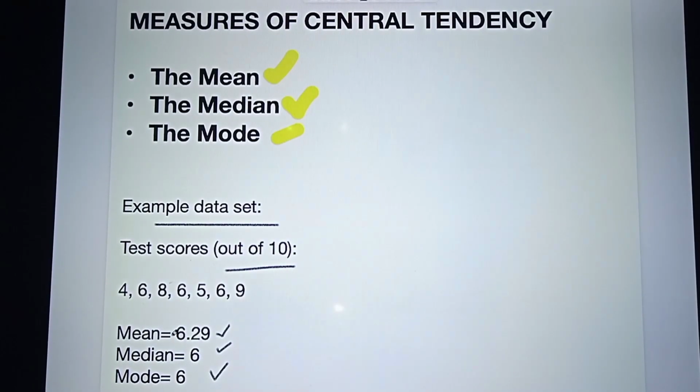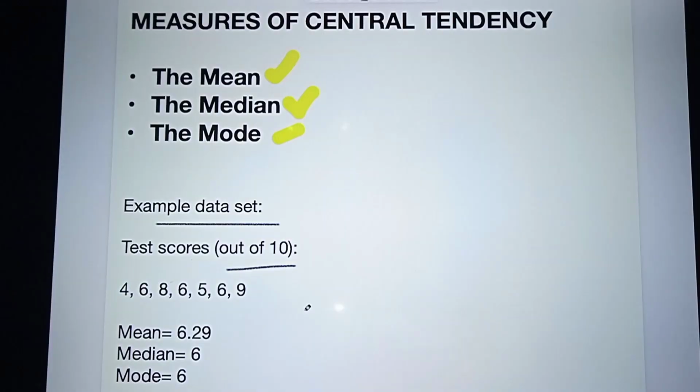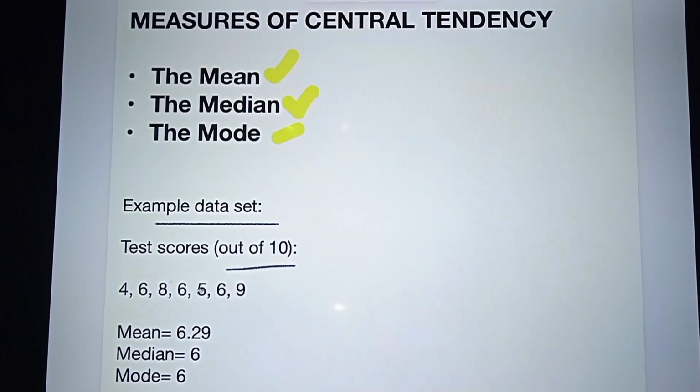Here I haven't written any unit with it. This is a simple number. These all are simple numerical values, but you need to write a unit with it. Since our data was about test scores, then the unit was score. In this example, the unit is score.